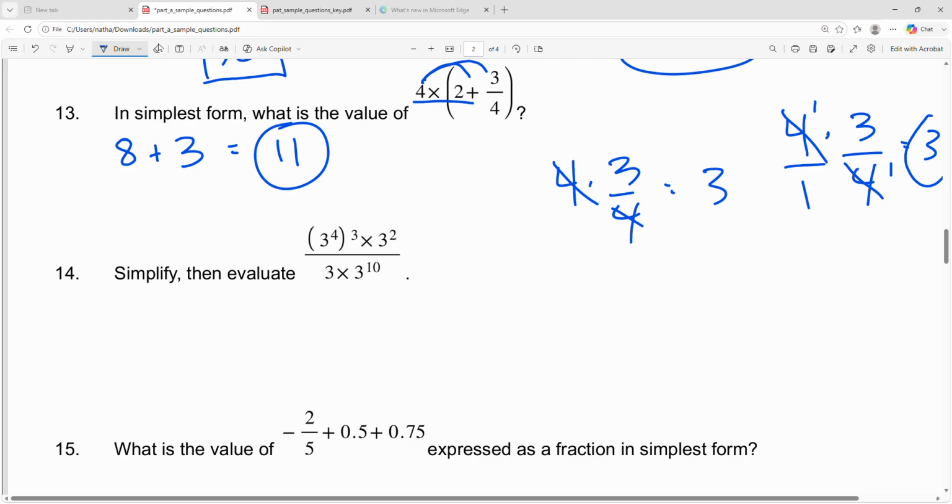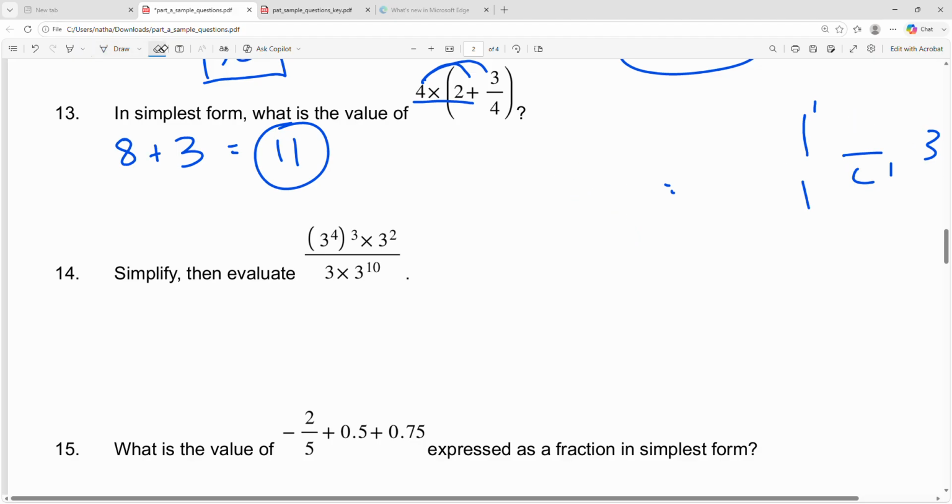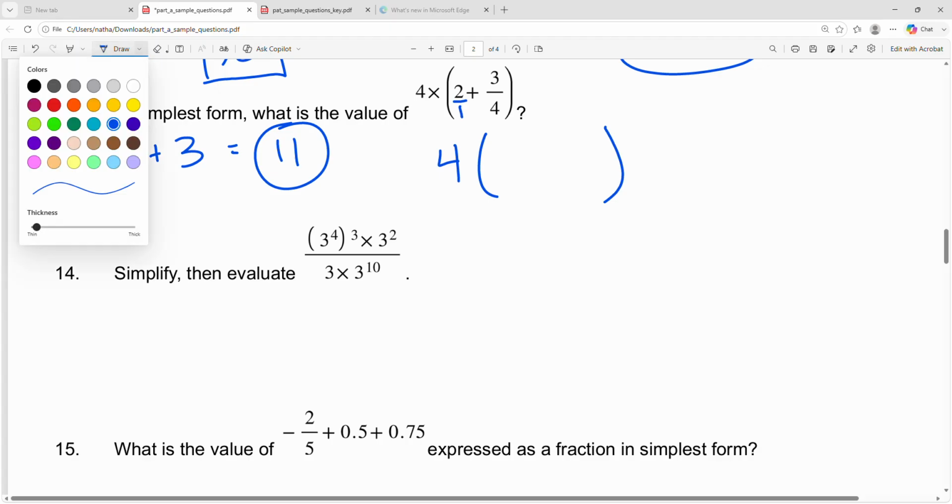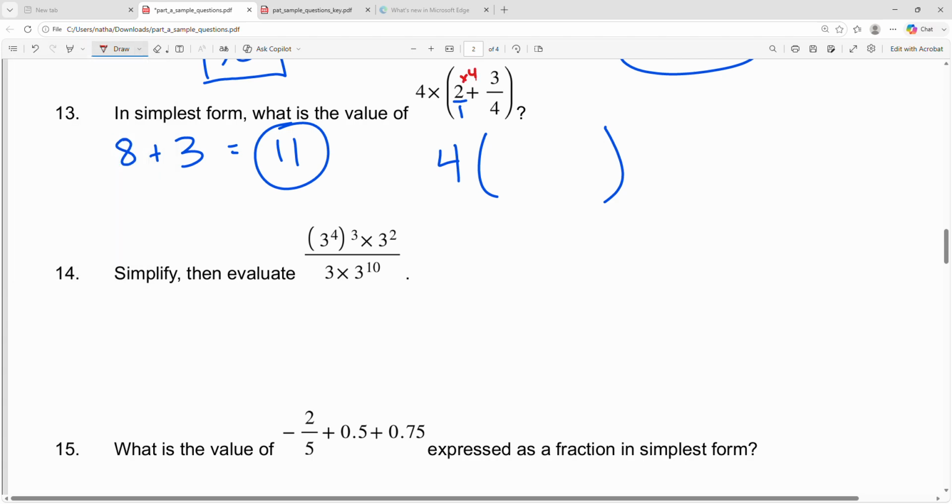If you did it the other way, it would work as well. So let's just do it quickly so you can see there's more than one way to do this. So I could also say 4 times whatever's inside here. And in order to add this 2 to the 3/4, I'm going to have to make a fraction. So when I have 2, it's the same as if I had 2 over 1, right? 2 divided by 1 is still 2. I want a common denominator. That means I'm going to have to multiply top and bottom by 4. Okay, so that would give me then what?